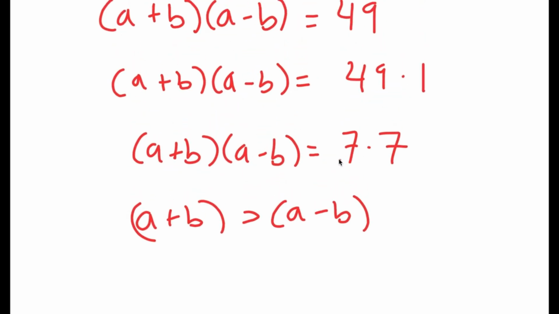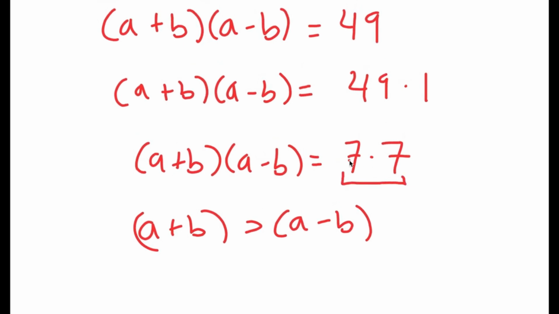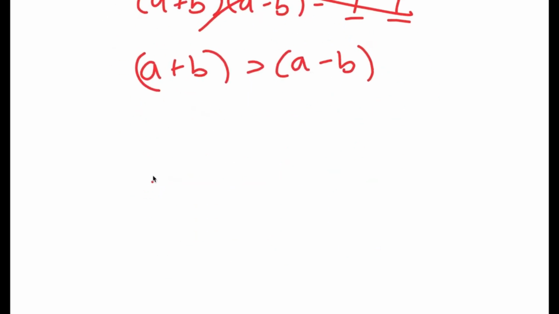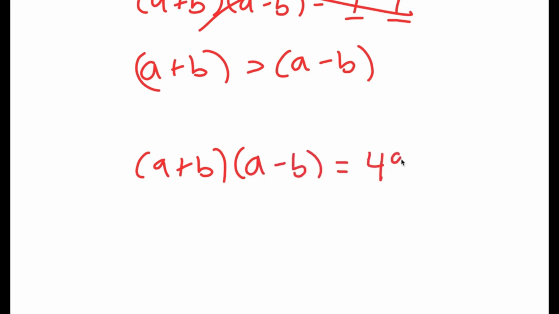Keeping this in mind, this means that we can't rewrite a plus b times a minus b as 7 times 7, as 7 and 7 are equal. So this possibility is out of the way, and 49 times 1 is the only possibility here. Meaning we're going back to a plus b times a minus b is equal to 49 times 1.